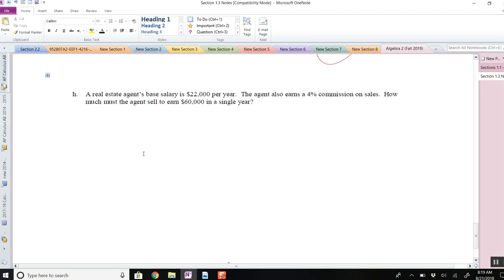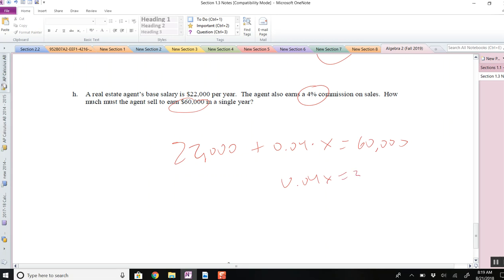Lastly, for H, a real estate agent's base salary is $22,000 per year, plus 4% of sales, and $60,000 is how much you want to make. So you start with $22,000, guaranteed to make that much. The 4% is your rate of change. You don't know how much the sales are, and you want to make $60,000. And you just go through the motions and work it out.